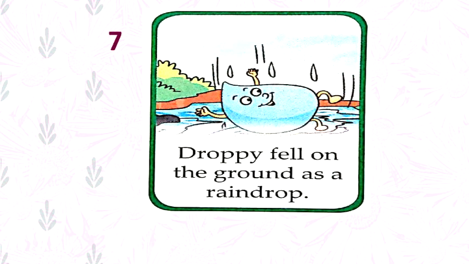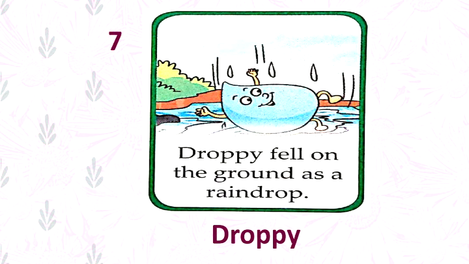Droppy fell on the ground as a raindrop. So who fell on the ground? The correct answer is Droppy. So the subject is Droppy in this sentence. Droppy, circle this word, fell on the ground as a raindrop. This last part of your sentence is your predicate. Okay, because that is the information which we are getting about our subject Droppy.